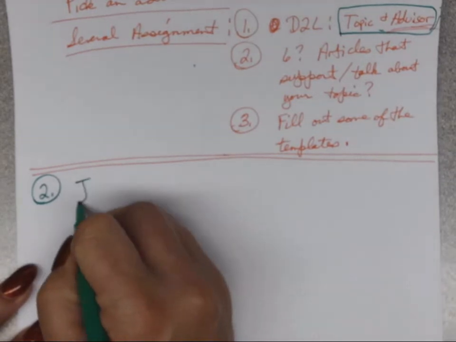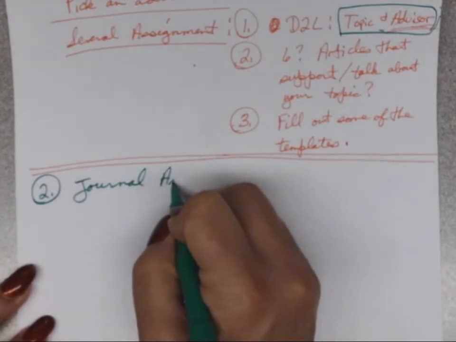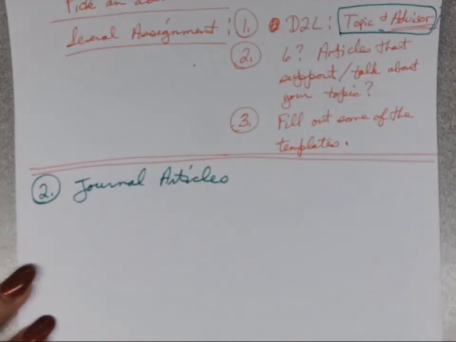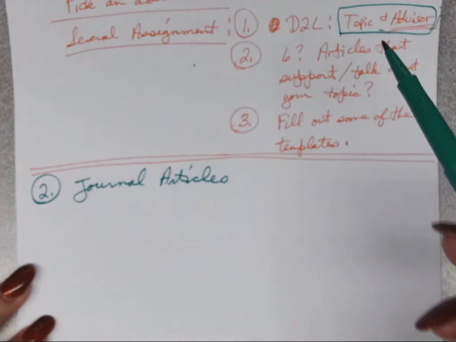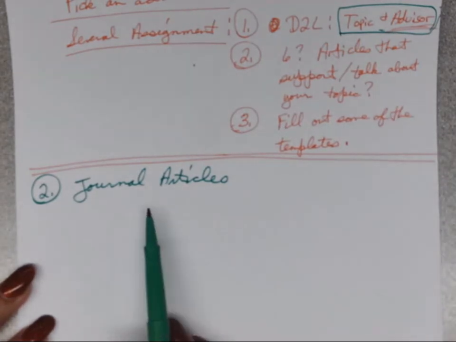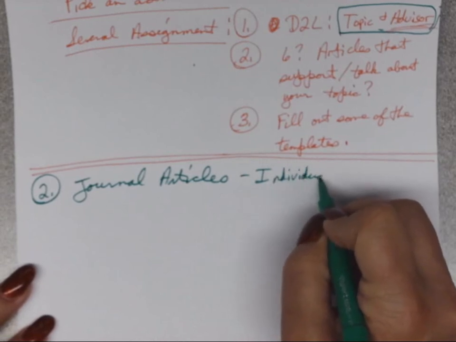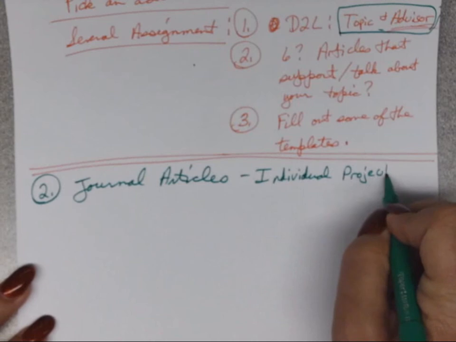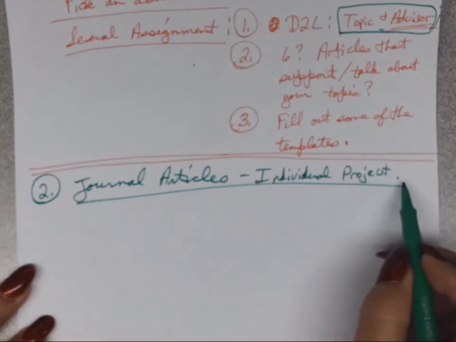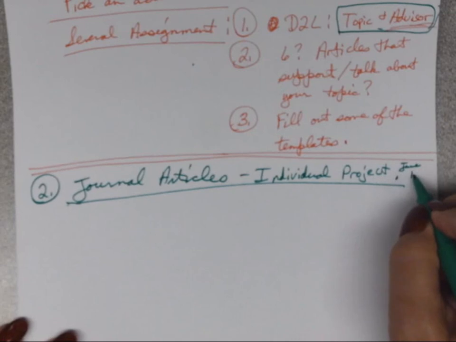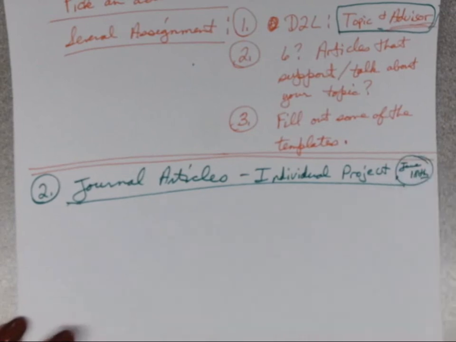Okay, number 2, journal articles. Okay, in your D2L shell, under activities and then assignments, there is a folder for the research papers where you can drop all these things into, and there's a folder for journal articles, which is your individual project. Okay, this is your second major activity. Okay, this one is the big one that's due June 15th. I'm sorry, June 18th. I'm having problems with dates this semester.